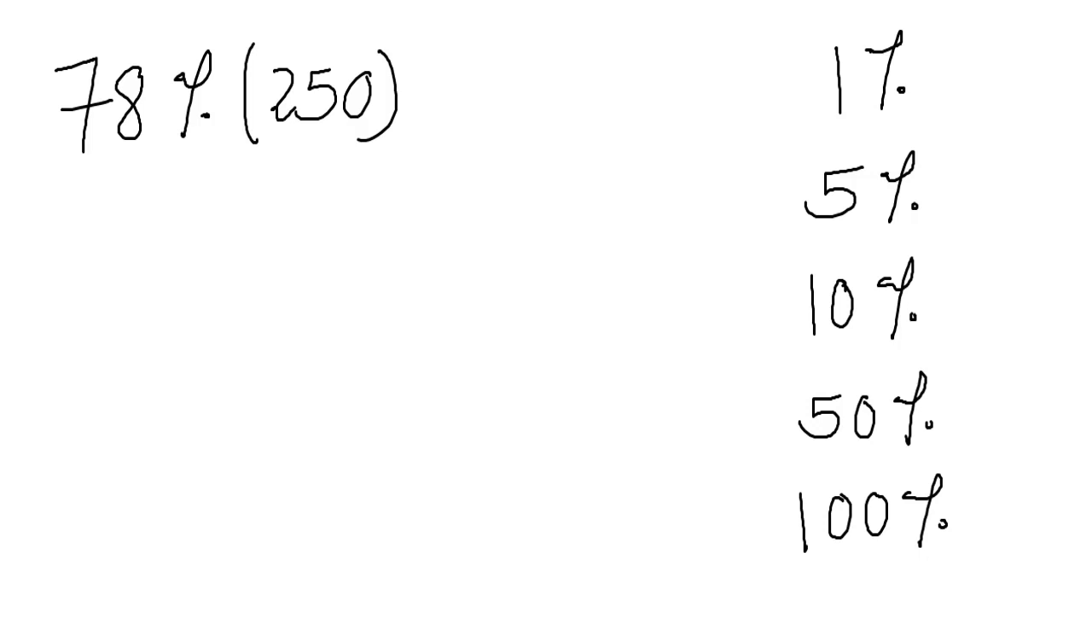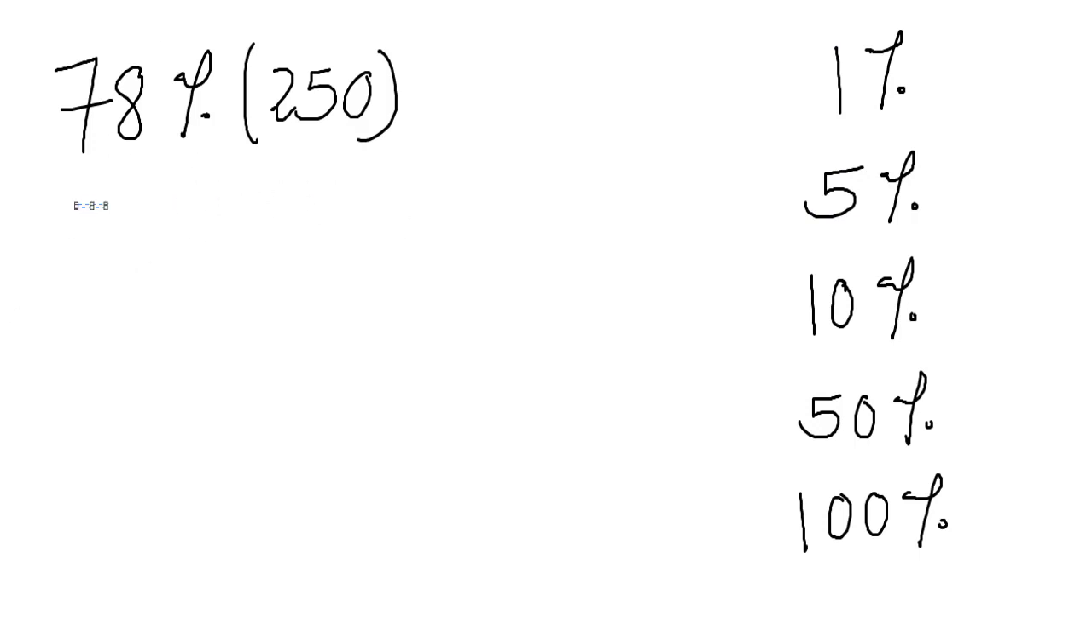In this method, what you've got to do is focus on 1%, 5%, 10%, 50%, and 100% of each value that's given. So suppose 250 is our value here. So 1% of 250 is 2.5, 5% is 12.5, 10% is 25, 50% is 125, and 100% is 250. So we're going to make use of these percentages and use addition so as to find the value of 78% of 250.